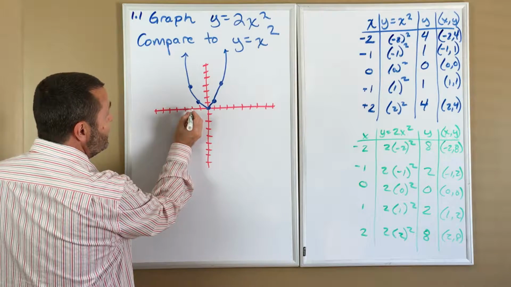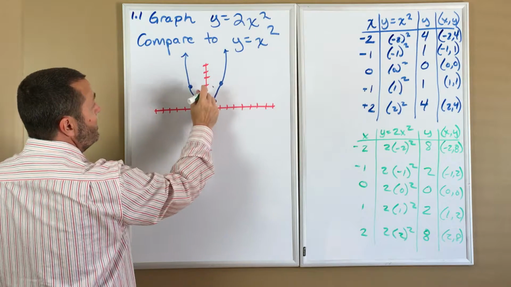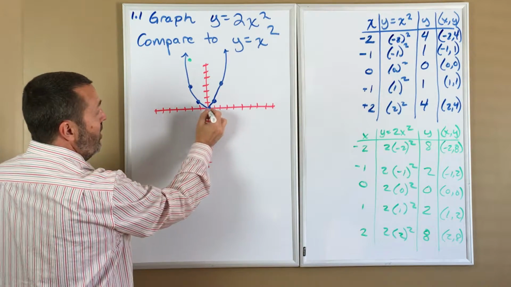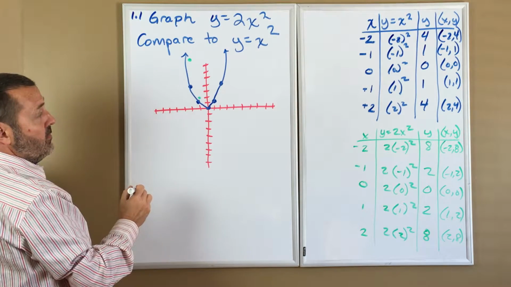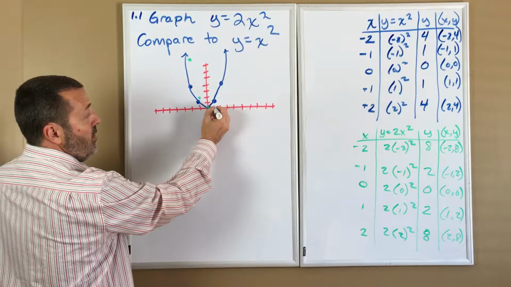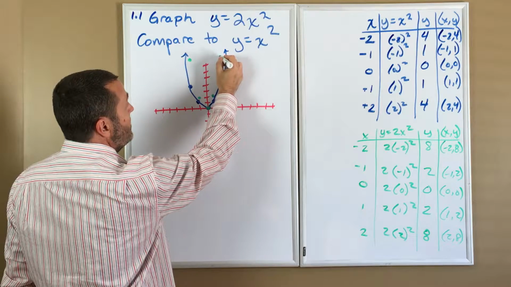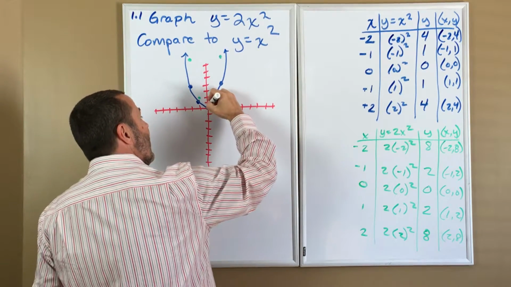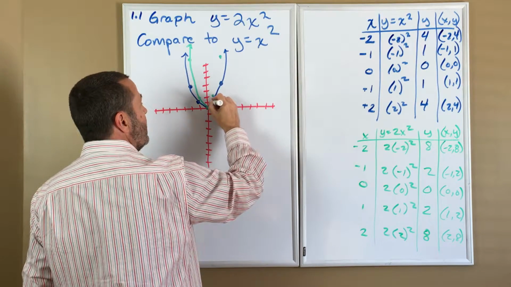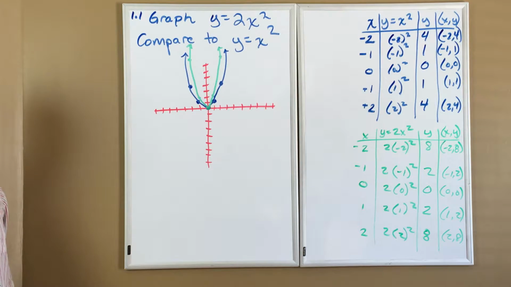Negative 2, 8. One, 2, 3, 4, 5, 6, 7. It's about right in there. Okay? Negative 1, 2. 0, 0. 1, 2. 2, 8. And now I'll use my green line to graph y equals 2x squared.